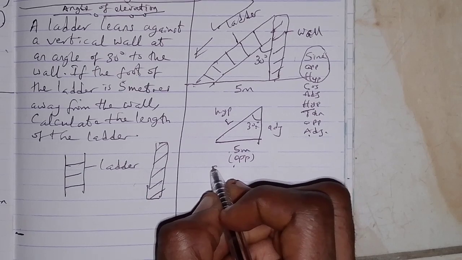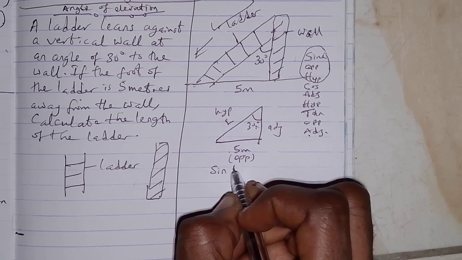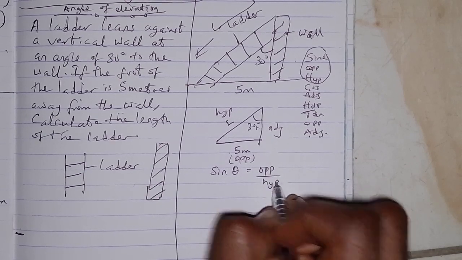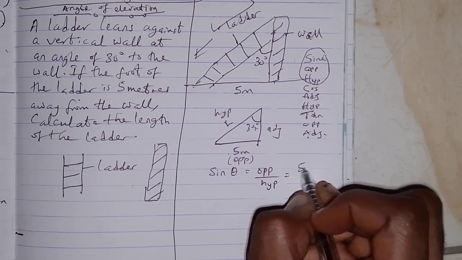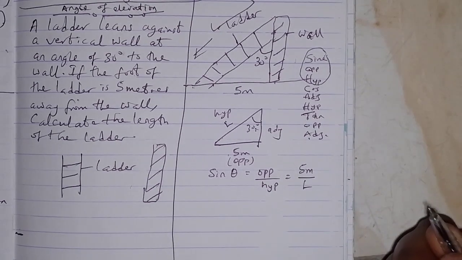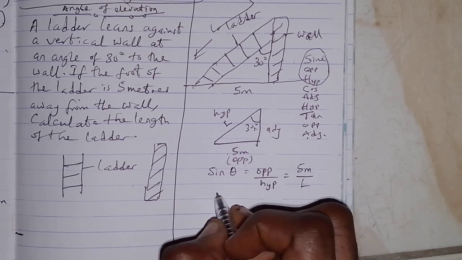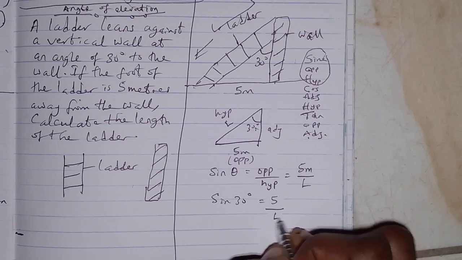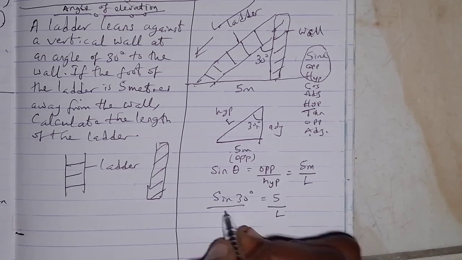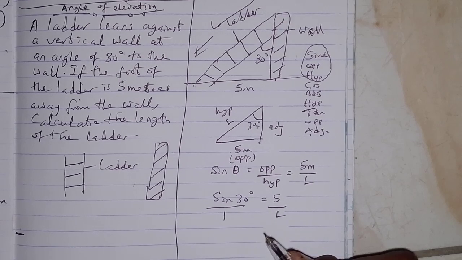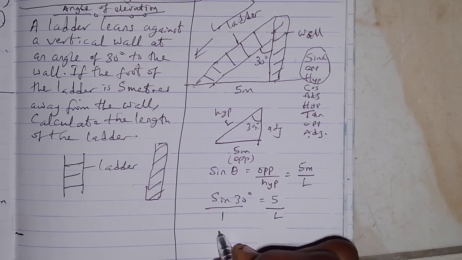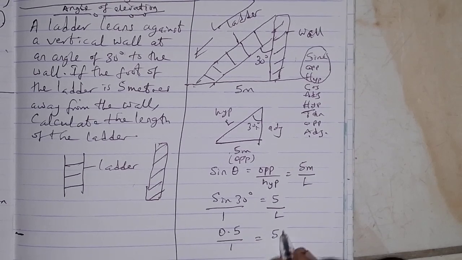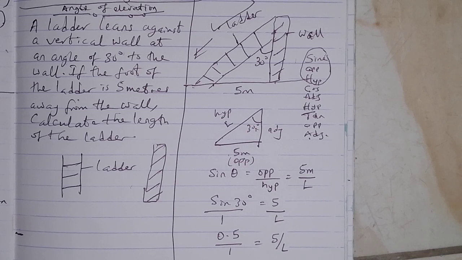So what I'm trying to say is simple. Sine theta is the same thing as opposite over hypotenuse. We know our opposite here is 5 meters. Our hypotenuse here we don't know, which is L. And our angle here is 30. So we're saying sine 30 degrees equals 5 over L. Now in mathematics, if you're in SS3, you can use a calculator at this point. Sine 30 is the same thing as 0.5 when you use your calculator. It's the same thing as 5 over L.